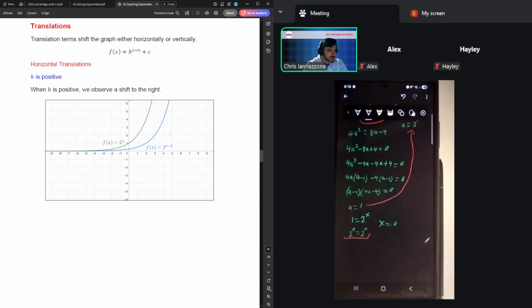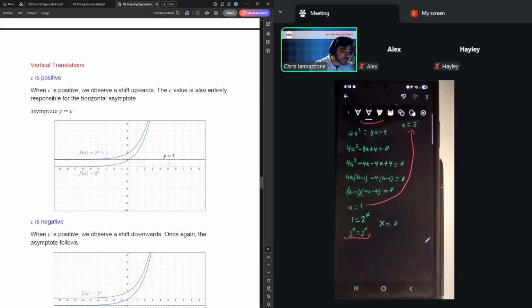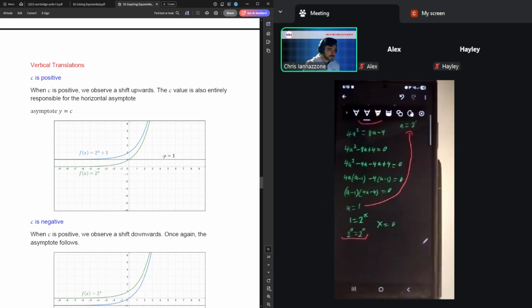Everything else is kind of chill. Translations, horizontal translation specifically, again, are pretty much nothing. Horizontal translation, if you have minus, it goes to the right. If you have plus, it goes to the left. Again, doesn't really drive decision making. You'll solve where your intercepts are based off of your algebra.